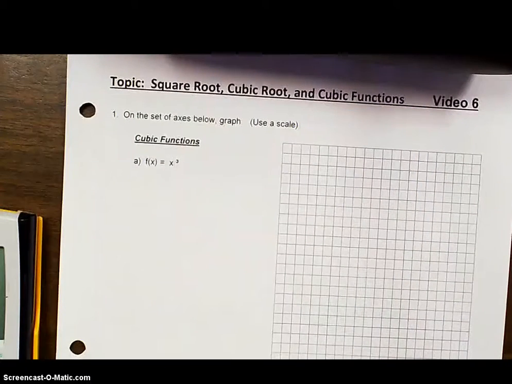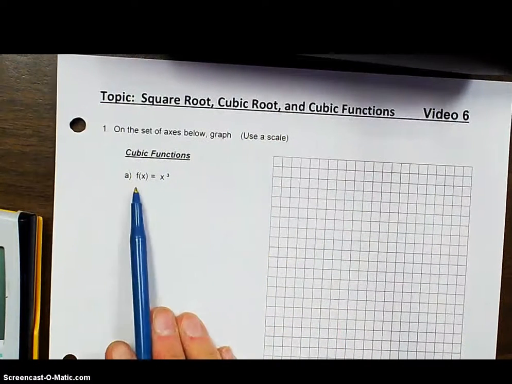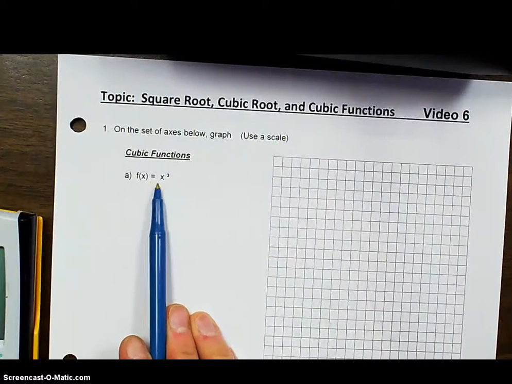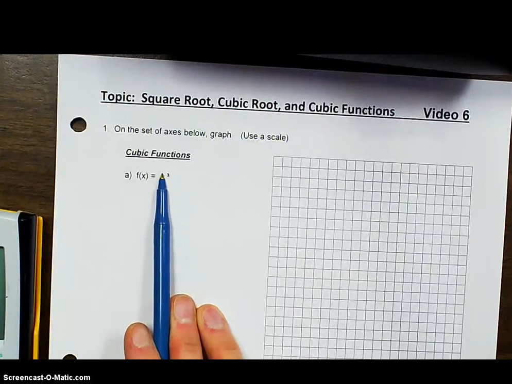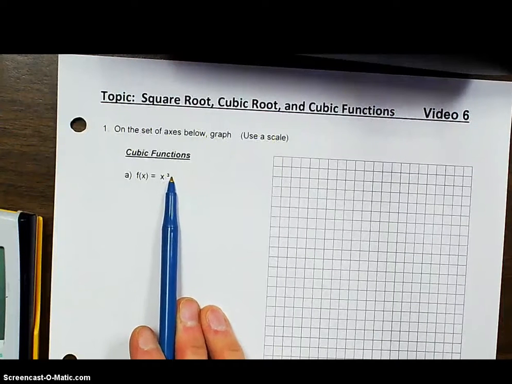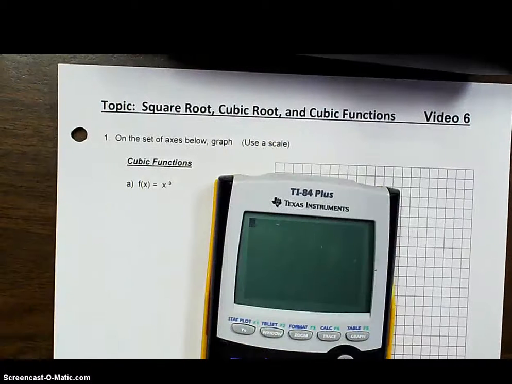All right, so let's take a look at our first one. This first one is called a cubic graph. On the set of graphs below, we're going to graph, we might have to use a scale here, the function f of x equals x raised to the third. This is called a cubic function because x is raised to the third power. Let's take a look to see what this actually looks like.